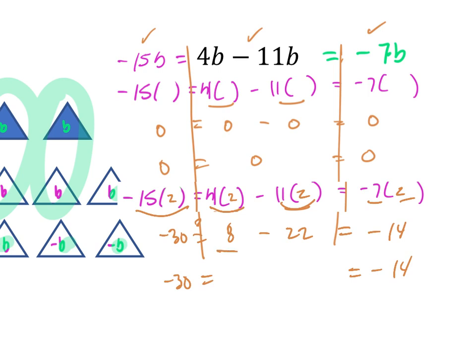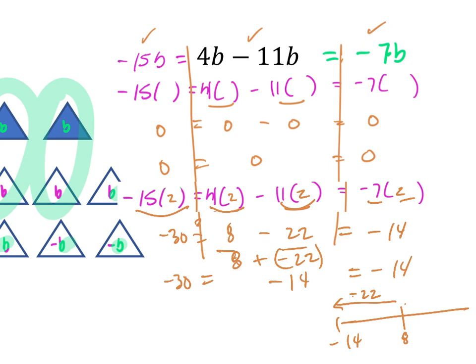Let's see. 8 minus 22. Now remember what I told you to do. Write this out. 8 plus negative 22. Make it into addition. That makes everything a little easier. And so when we do that, if you have to, look, I told you to write this stuff on everything, right? So if we add a negative, we're going to go that way. If we're at 8 and we add negative 22, we're going to land at negative 14, which is not equal to negative 30. So these two are not equivalent expressions, but it is equal to negative 14.